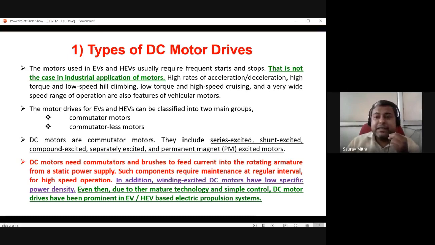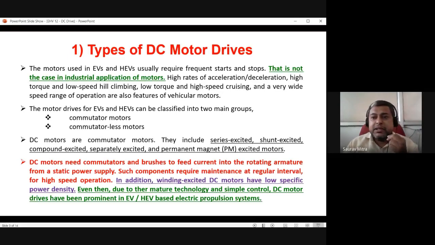But that magnetic field creation is actually wasting a lot of input DC power, and it is creating low specific power density. Even then, even with all these negatives, the DC motor is actually a mature technology. DC motor is very simple to control, and hence DC drives have been prominent in EV, HEV based electric propulsion systems. So this is a slide which talks about the difference between industrial DC motor and vehicular DC motor.